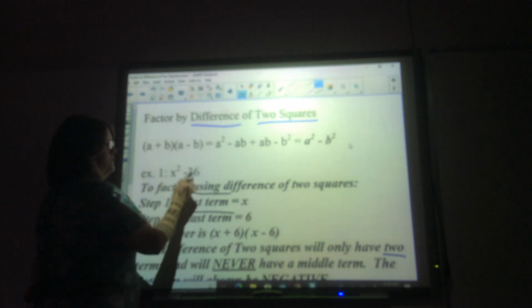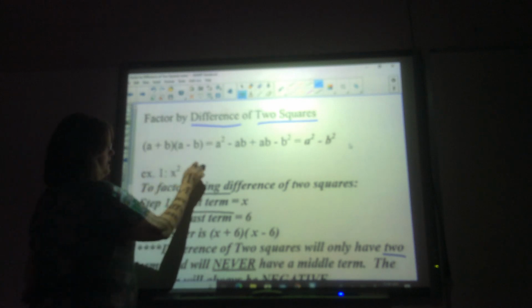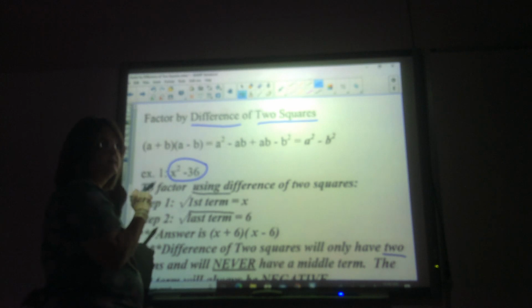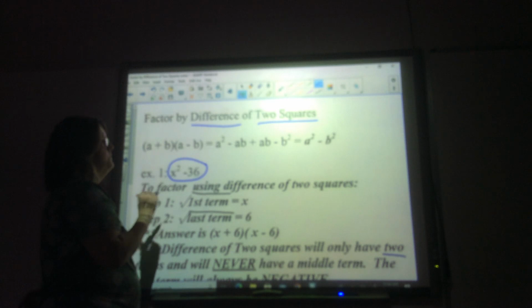X squared minus 36. This is my first problem right here. X squared minus 36. X squared is x times x. It's a perfect square. And 36 is 6 times 6. It's a perfect square. So this is the method.